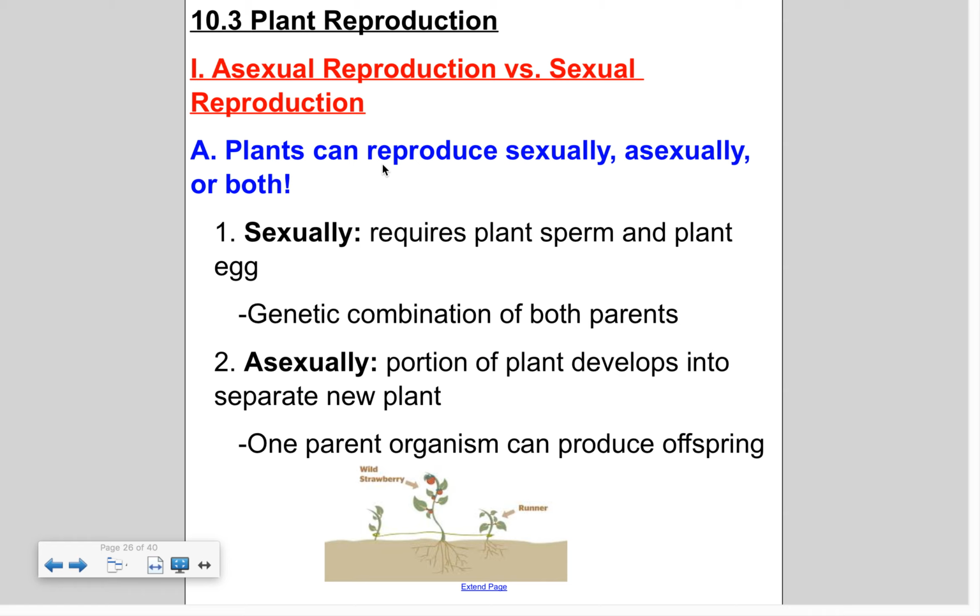So plant reproduction: plants can reproduce asexually as well as sexually. They can do both, okay? So maybe one year they do it sexually, maybe the next year they do it asexually, but they can do both. Sexually just means that you have plant sperm and plant egg from two different sets of parents, and they combine, so their genetic material combines. Now, asexually means that a portion of the plant develops into a separate new plant. So maybe it forms a runner and it forms a clone. Strawberry plants and raspberry plants do this. One parent can produce the offspring; it just grows off of it.